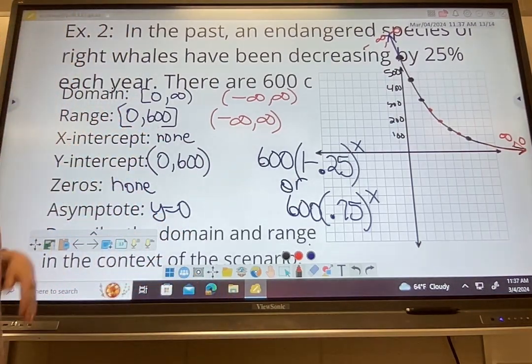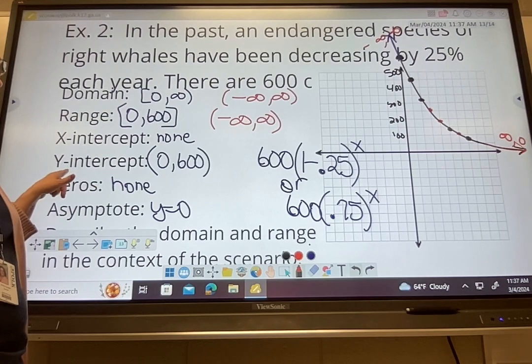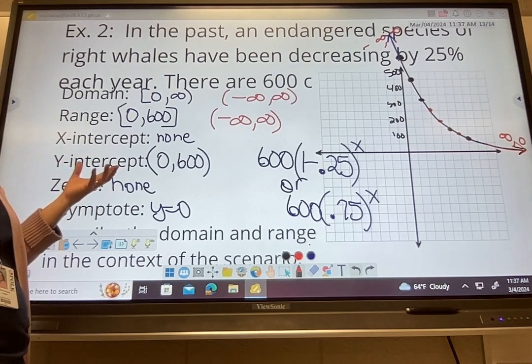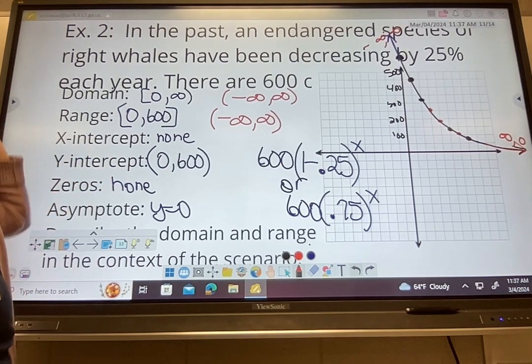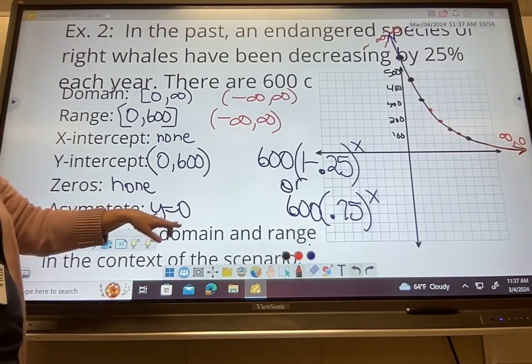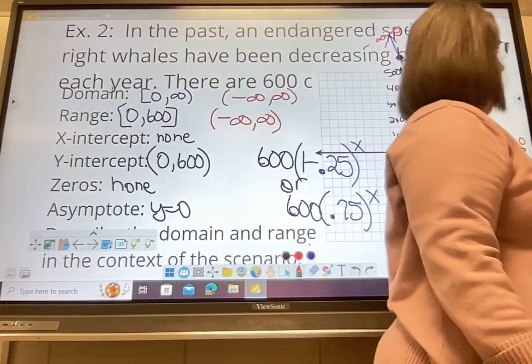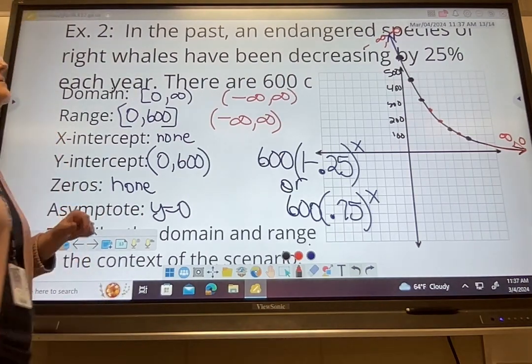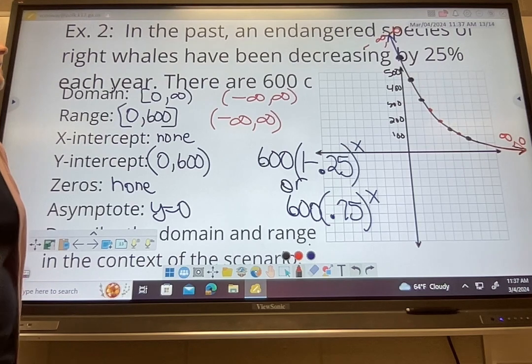Again, there is no x-intercept because it's not going to cross. And then the y-intercept is (0, 600). And that's true in both the real scenario and in the theory scenario. There are no zeros. The asymptote is y equals 0. And so that's the horizontal line that the graph is not going to cross. Now, the domain, let's just talk about the domain in terms of the context. The domain is the number of years that this species is observed, and the range is the number of whales in the context. Thank you.